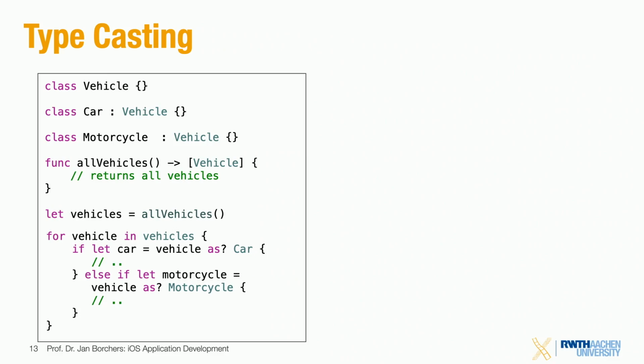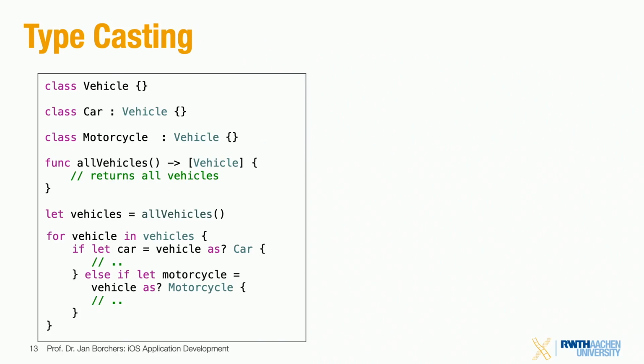And so the as question mark also mentions here, this is something that might work. Then what I get back is of that type. And if it doesn't work, then I get nil back. So the return, so to say, of this action is also an optional that either works as a type or doesn't.